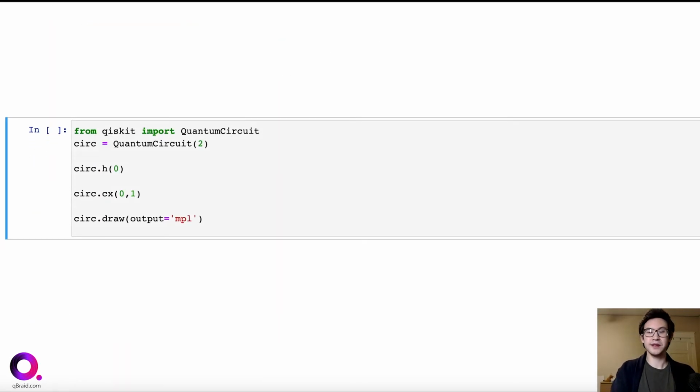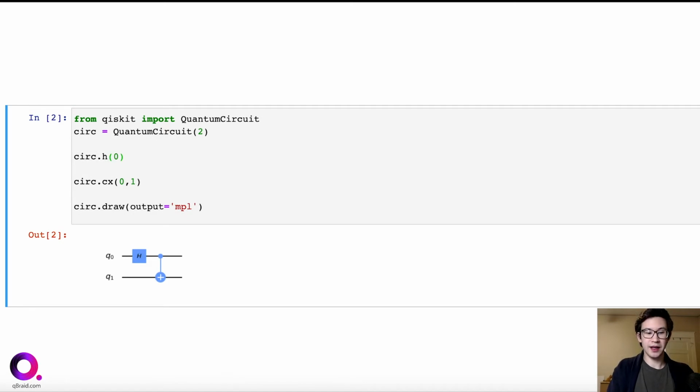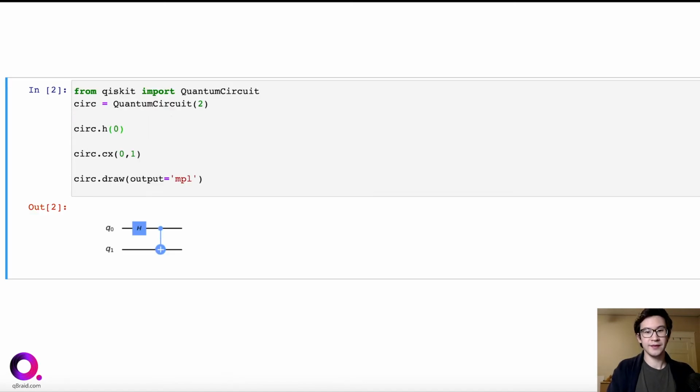So here is the promised 2-qubit circuit. It first applies a Hadamard gate on the first qubit, and then it applies a CNOT gate from the first qubit to the second. So if we were to draw it, this is what it would look like. Now let's analyze this circuit together and verify that indeed it maps 00 to an EPR pair.